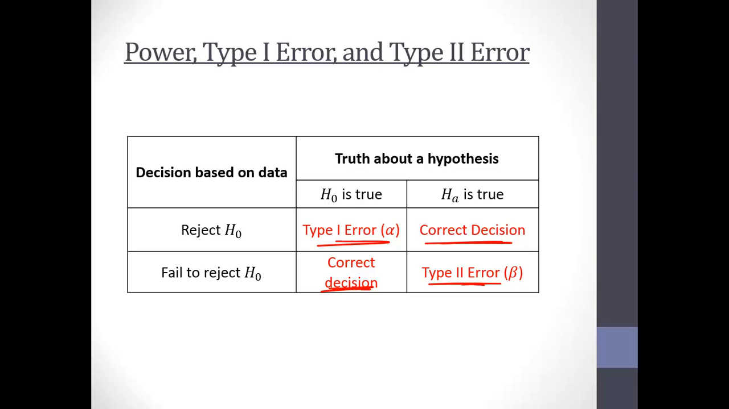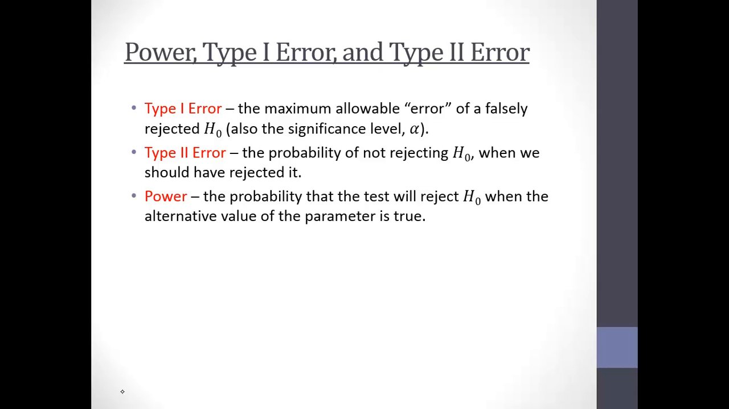These errors have names. The first error we see there is the type 1 error, which we're calling alpha, and then we have the type 2 error, which we're going to call beta. Just to define what these things are, we're not going to spend a lot of time on this, but these are things to be aware of in a hypothesis test.